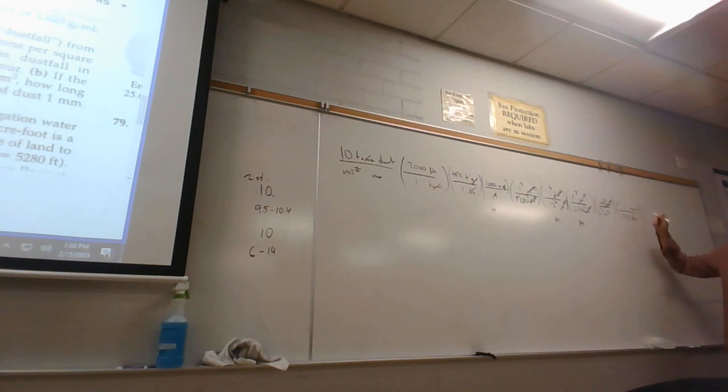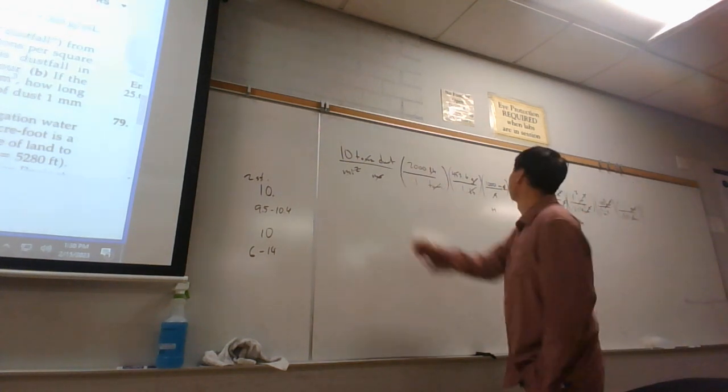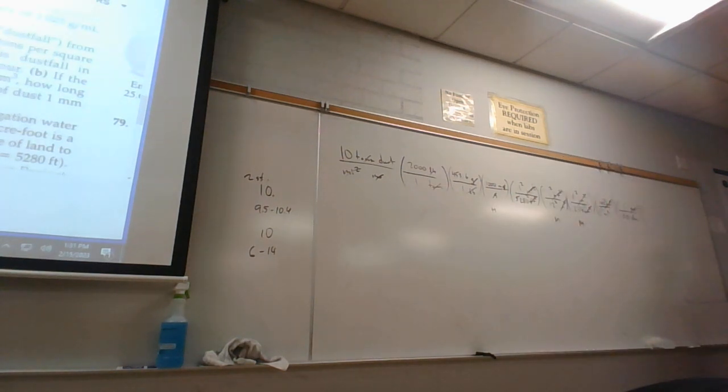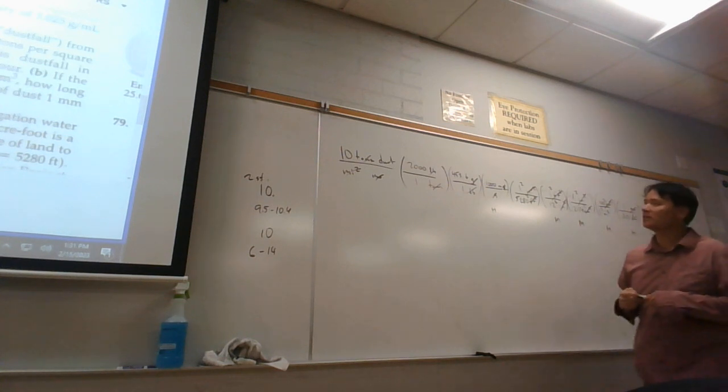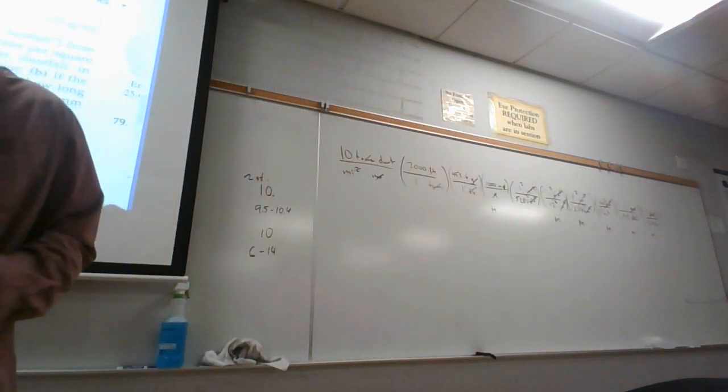So the months cancel. And then, this one we should have memorized. And this one, how many hours in a day? 24 hours. Okay, and the days cancel. And so this gives us milligrams of dust per square meter per hour.